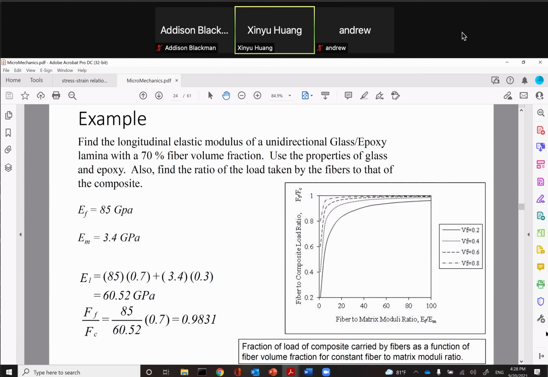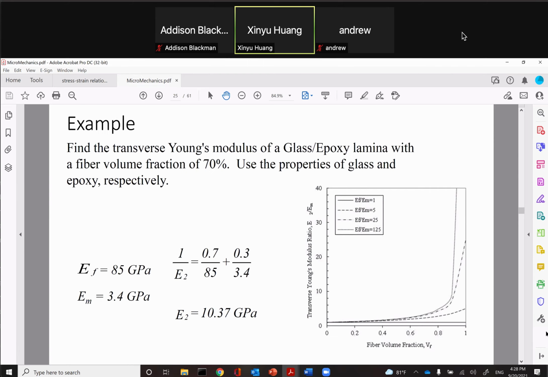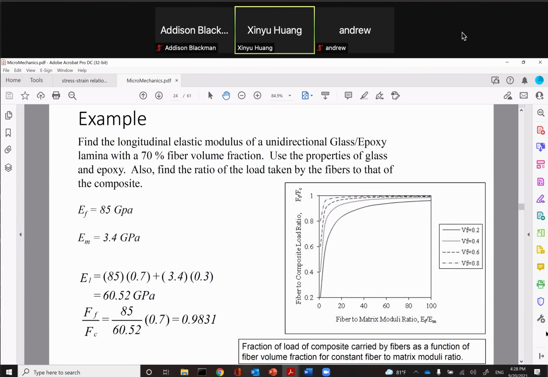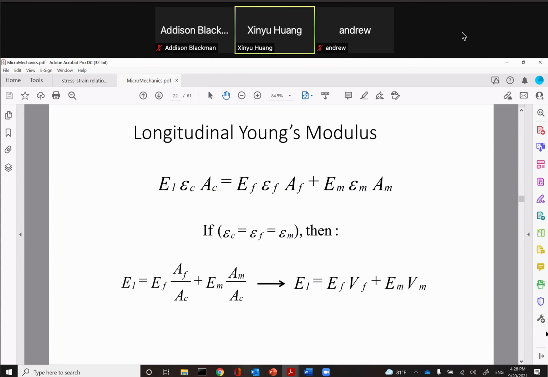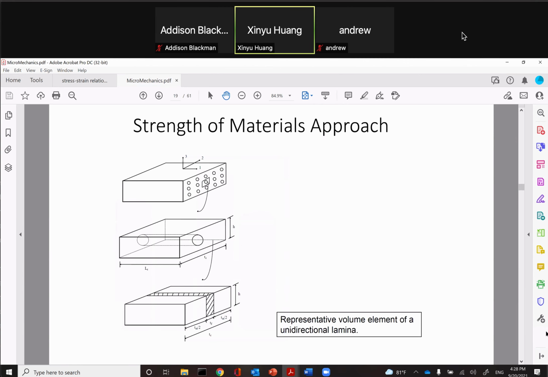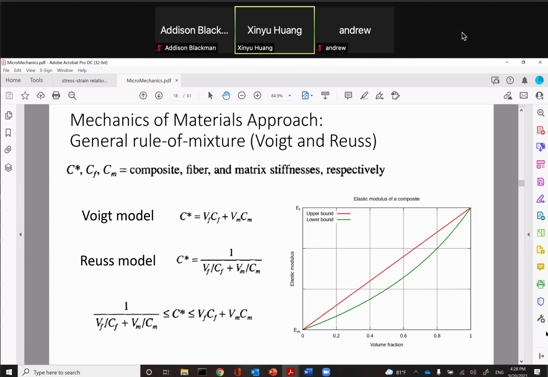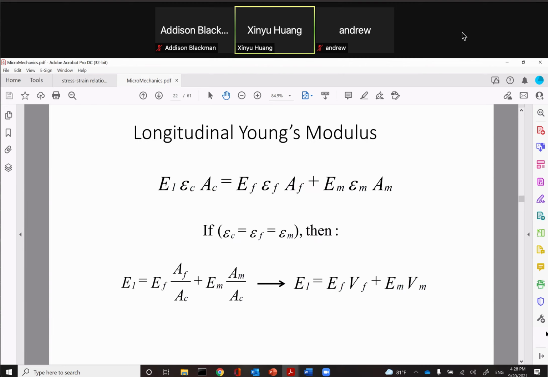All right, any questions? Transverse Young's modulus. Transverse Young's modulus is basically pulling in the direction perpendicular to the fibers. You can prove that when you have a transverse situation, this model works better. The Reuss model when you have a transverse situation.